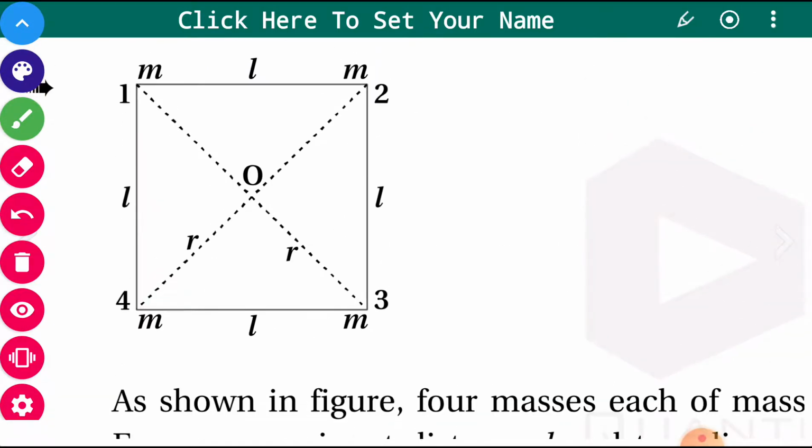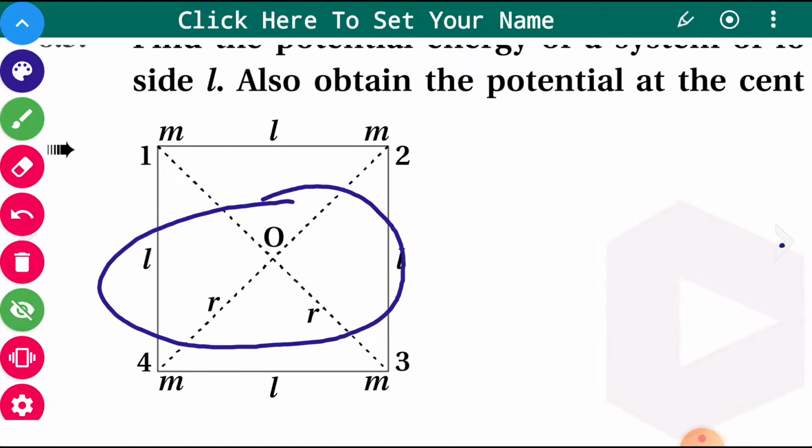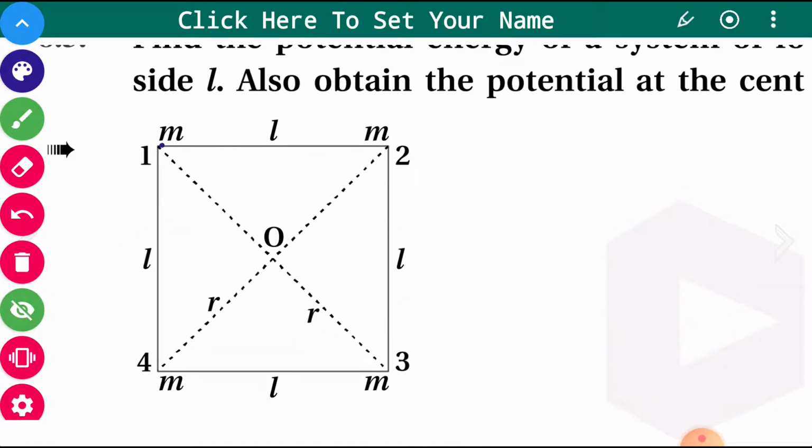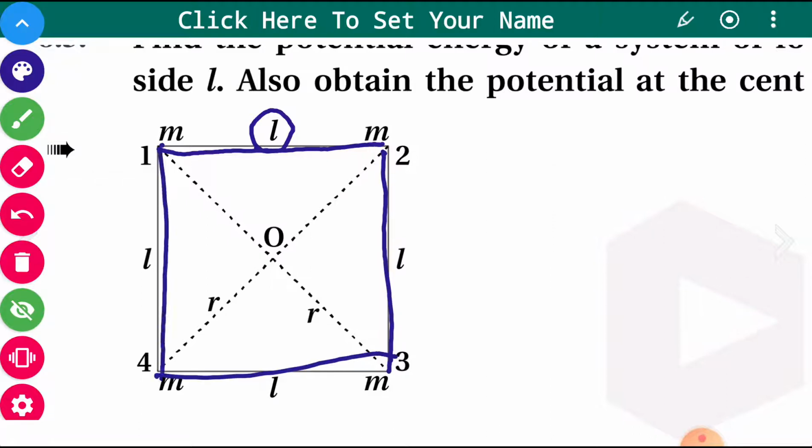Now here the square is taken and the particles are at the 1, 2, 3, 4 vertices. Now 4 such pairs of particles are there where the distance is L: 1, 2, 3 and 4 pairs. And there are 2 pairs where the distance is under root 2L. What is under root 2L?